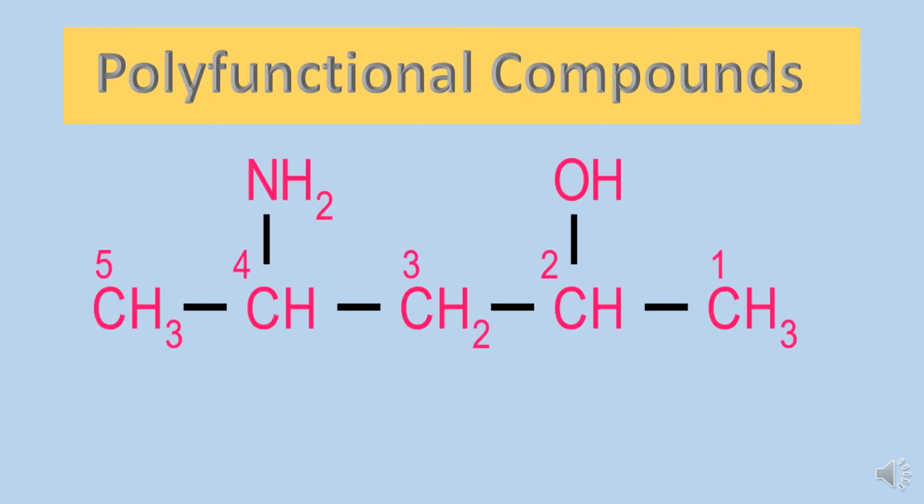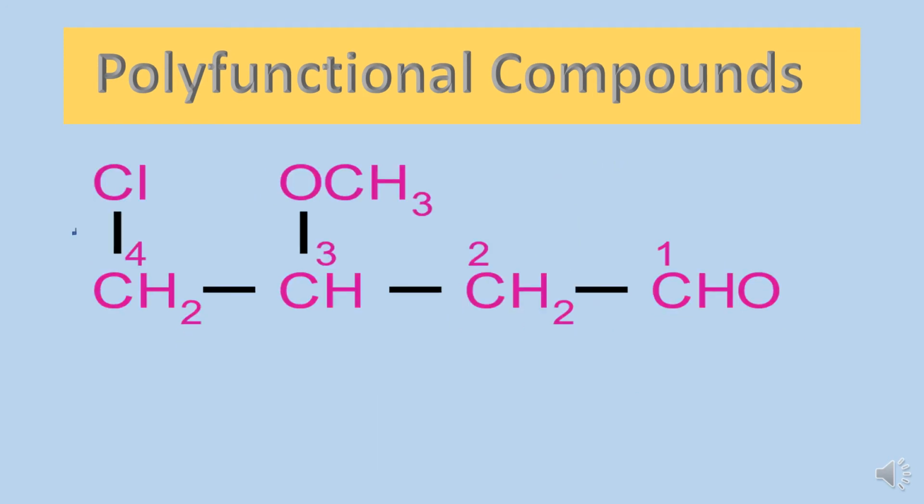Next compound, as you can see here on the screen, has two functional groups. One is alcohol and the other one is amine. And according to this priority series, hydroxy or alcohol group is at higher preference. So the principal group will be OH, and numbering will be done from the right hand side where OH will be getting the lowest position. Hence the name would be 4-aminopentan-2-ol.